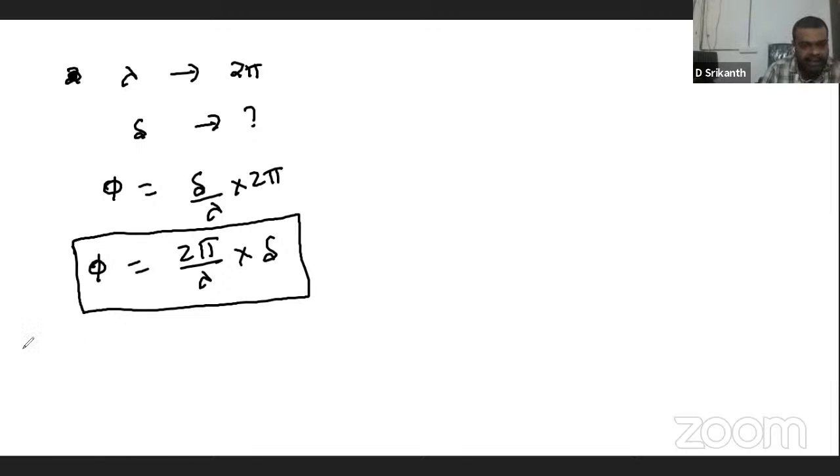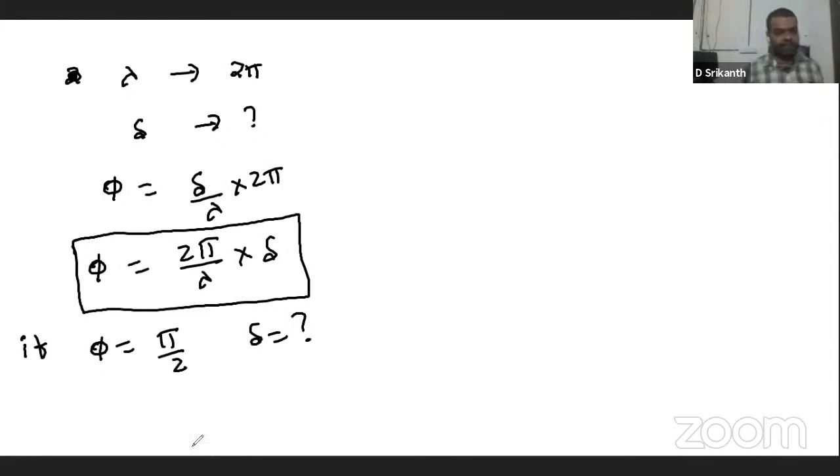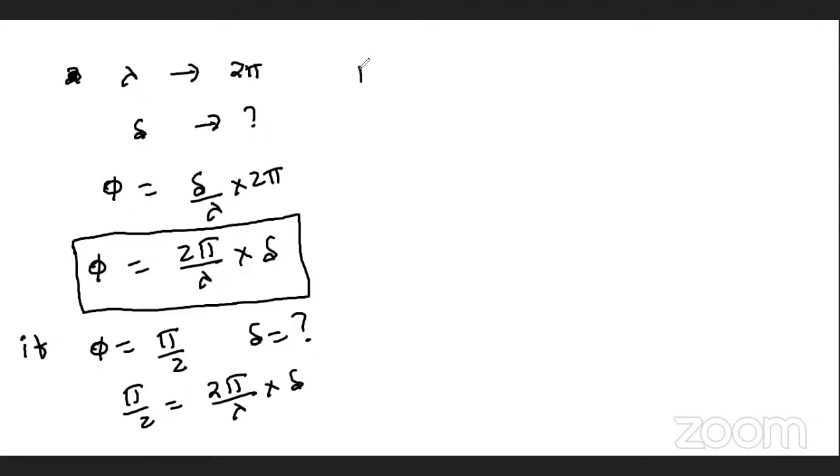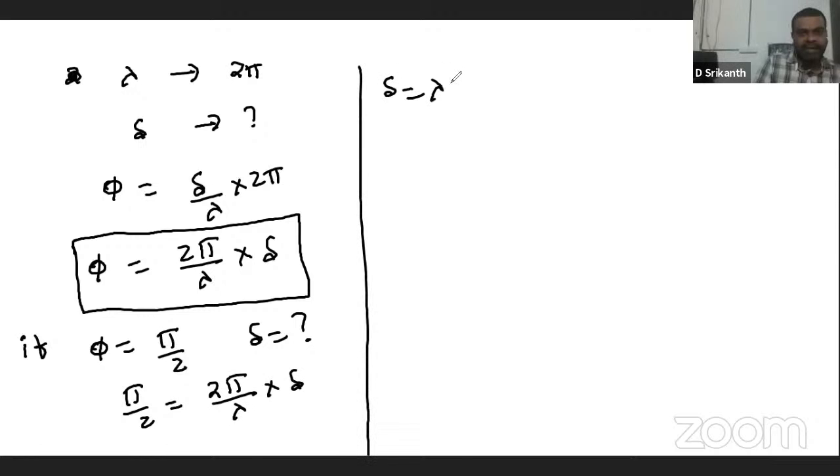Suppose let us consider phi is equal to pi by 2. What will be the value of delta? Use the above relation. That is, pi by 2 is equal to 2 pi by lambda into delta, so delta is lambda by 4. Clearly, for 2 pi we have lambda, and here we have pi by 2, so that is lambda by 4.